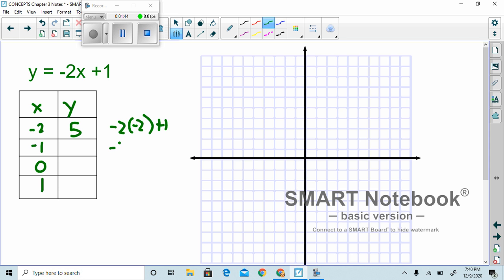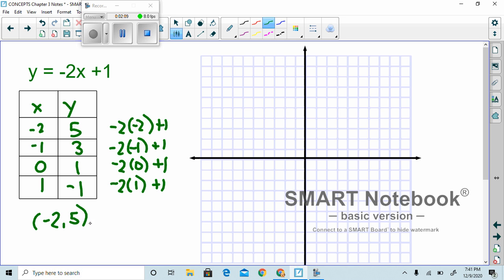I can have -2 times -1, which is 2, and 2 plus 1 is 3. -2 times 0 plus 1 is 1, and -2 times 1 is -2. -2 plus 1 is -1. Here again we have created some ordered pairs, and let's graph them.